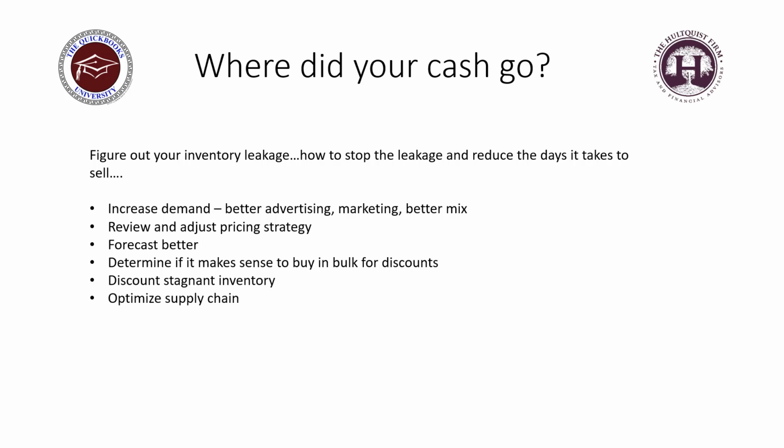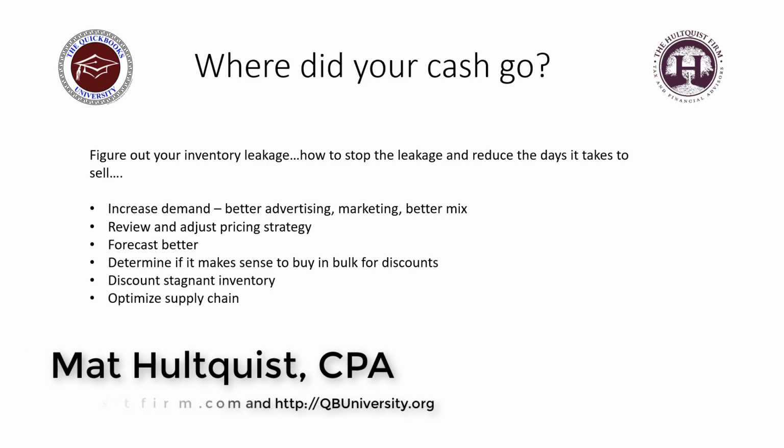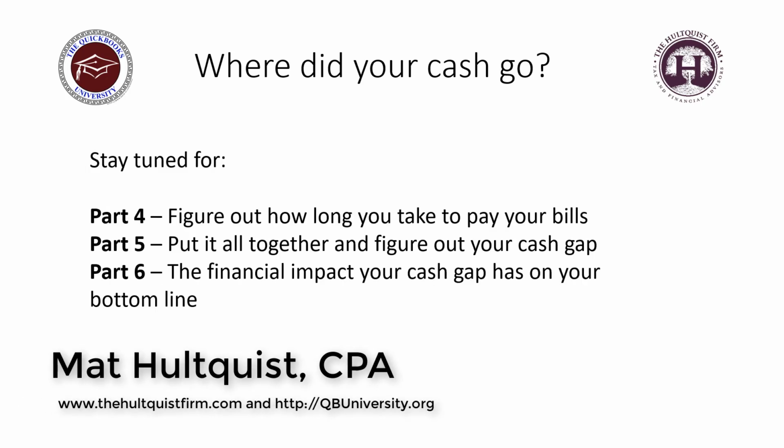All right, so look at this. The first thing, accounts receivable: spin that cash wheel. Inventory: move it, get it moving quick, and spin that cash wheel. In the next video, we're going to talk about how long you take to pay your bills and how you can manage cash through your accounts payable. And then the best part is we're going to put this all together and figure out your cash gap, so you can figure out how much you're losing by not managing these items correctly.